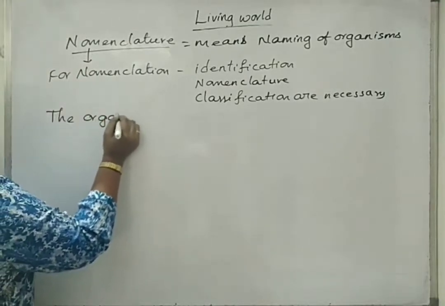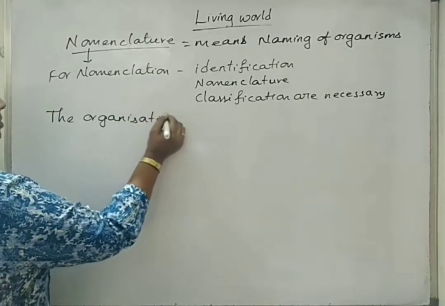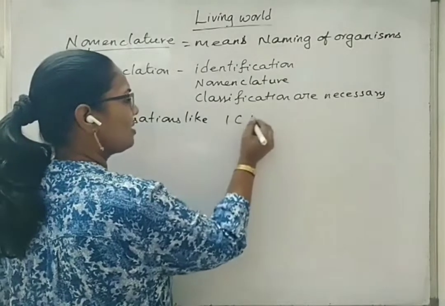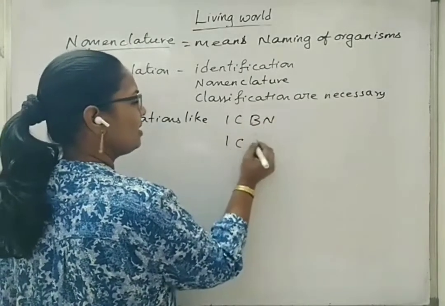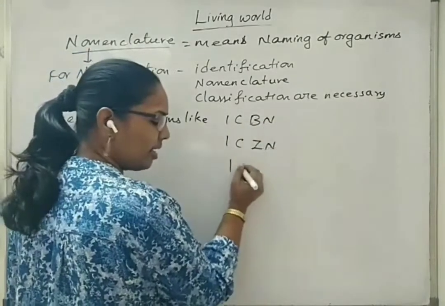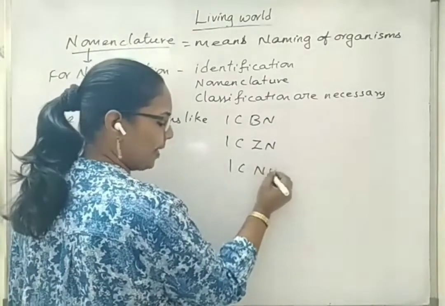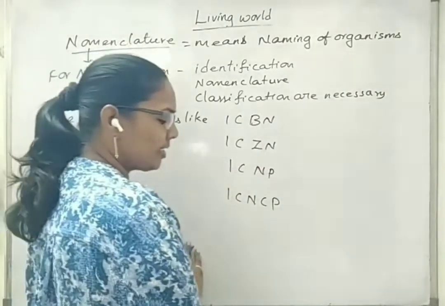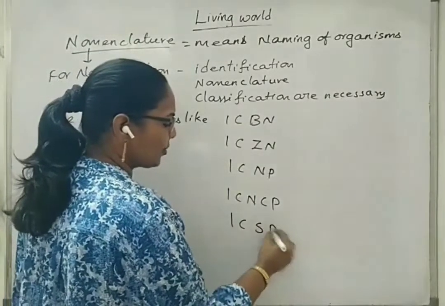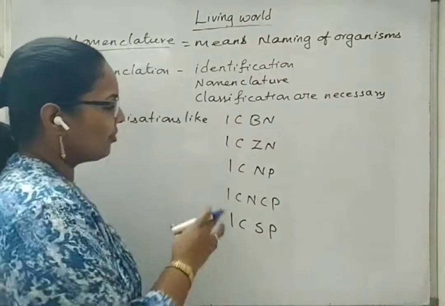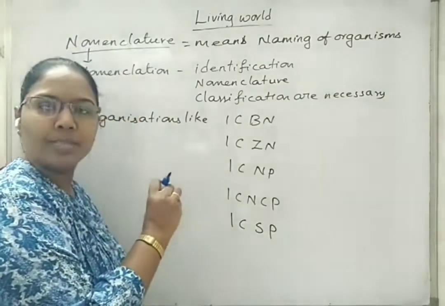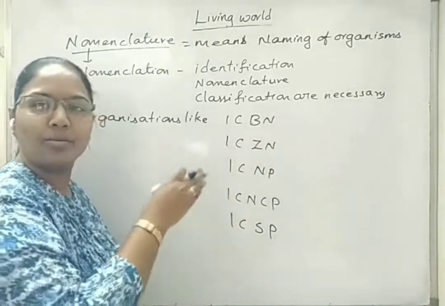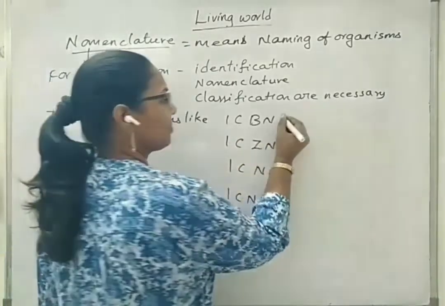The organizations like ICBN, ICZN, ICNP, ICNCP. Different types of organizations are there. ICSP. Because some of these abbreviated short forms are given in previous MCQs. So let's learn what are abbreviated forms of these alphabets.